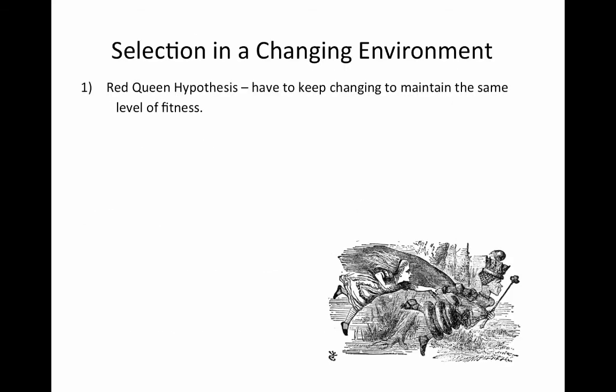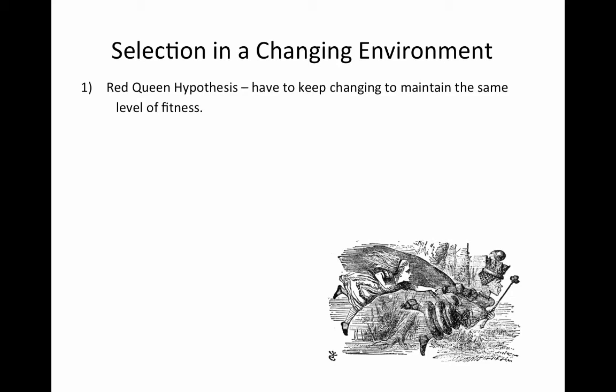So our other model for the benefits of sexual reproduction is this idea of natural selection in a changing environment, being able to adapt quickly to changes in the environment. And this is related to something that you probably heard about in your ecology class called the Red Queen hypothesis. So this hypothesis is named after the character in Alice Through the Looking Glass, the Red Queen, who has to run as fast as she can to stay in the same place.